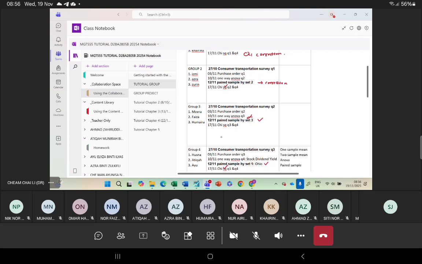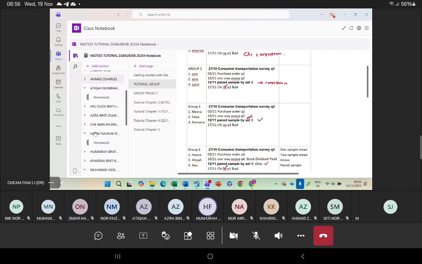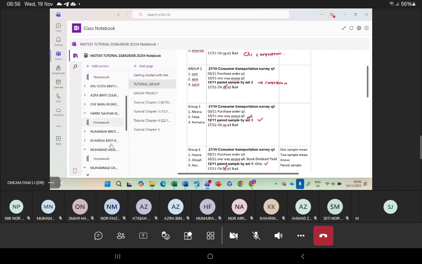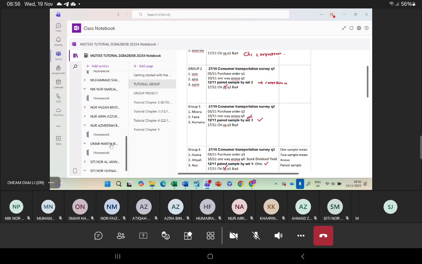Kumpulan ketiga, Mira, Faiza dengan Humaira. Arifah siapa? Masih lagi Miss Mira? Mira, madam. Okay. We look at.